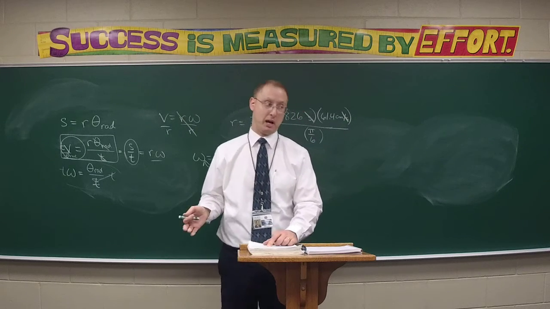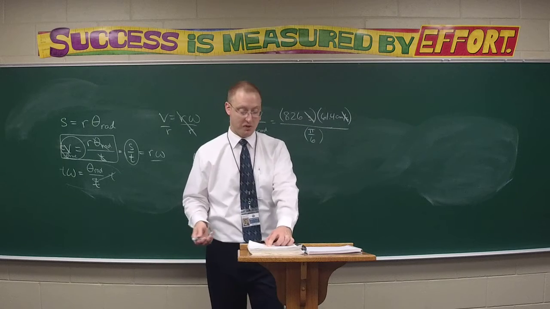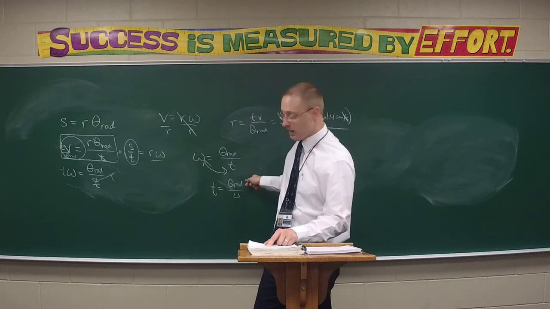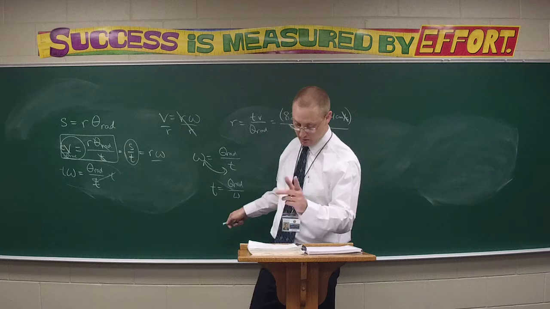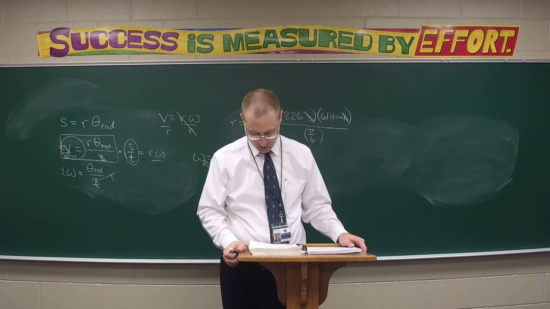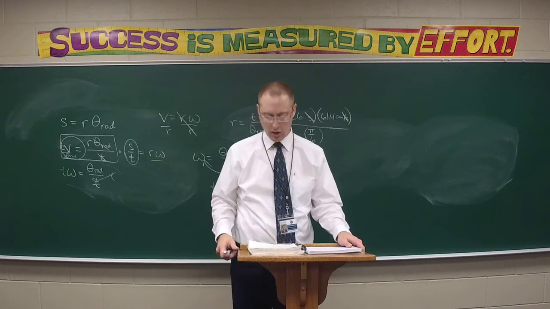If you happen to have 3 pi over 4 memorized by some strange chance, you go with that. But multiply by pi over 180 to get your theta rad. Then divide out the omega to get 0.188 seconds. 0.188 seconds. Okay. Questions on that?